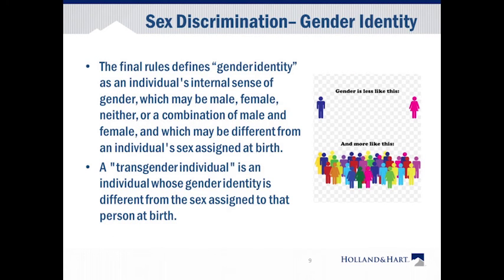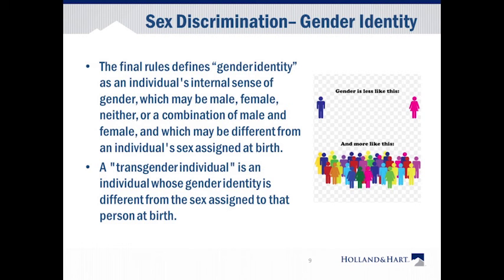And I liked this graphic on this particular slide because I think it demonstrates where OCR has gone with this rule. We used to just think of gender as male and female, and now we are expanding that to a much larger set of ideas. The final rules define gender identity as an individual's internal sense of gender, which may be male, female, neither, or a combination of male and female, and which may be different from the individual's sex assigned at birth. I thought this was an interesting expansion.